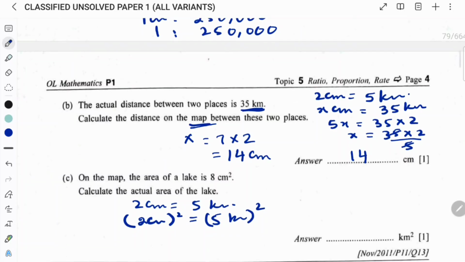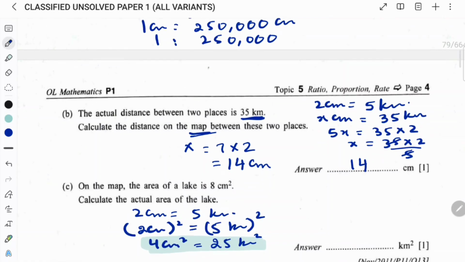That is equal to 4 centimeters squared is equal to 25 kilometers squared. Remember, you cannot take the linear scale to find out any area. You have to square both the sides to get the area scale, to use it in the area question. Wherever area is required, or it's given, you use the area scale. You cannot use this one.